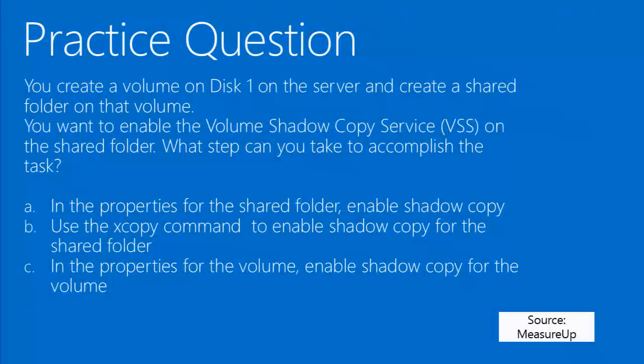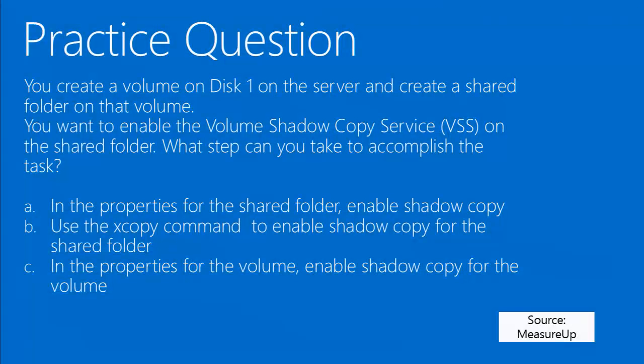So here it says you've created a volume on disk 1 on your server, and you've created a shared folder on that volume. You want to enable Volume Shadow Copy Service, or VSS, on your shared folder. What step can you take to accomplish this task? So before we go and answer that, what are we actually talking about doing here? Not exactly backups.